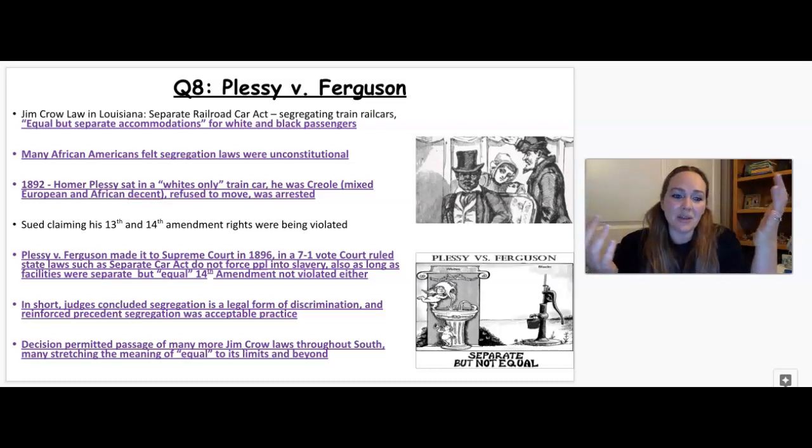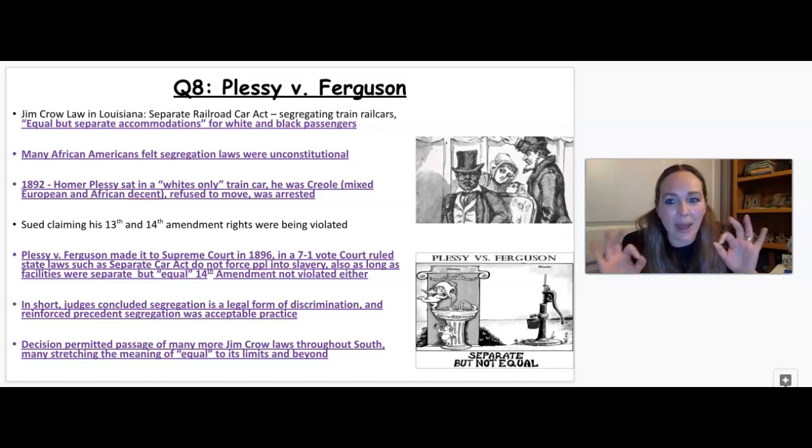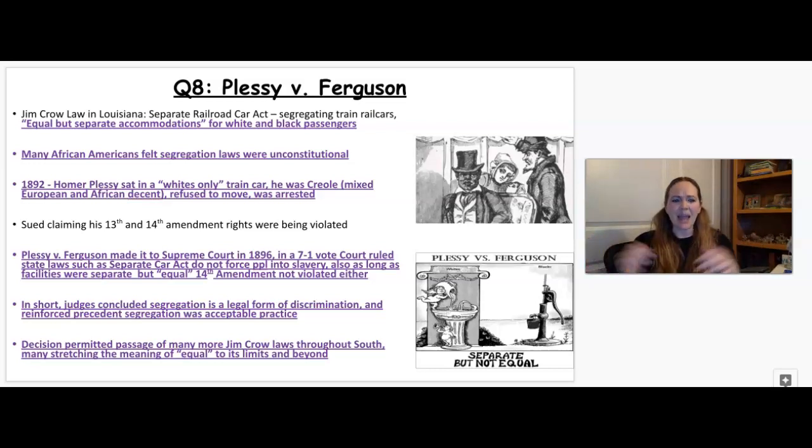Okay, so in short, what this does, you guys, is the judges conclude that segregation, separating out black and whites, is a legal form of discrimination. It is okay to discriminate against people as long as you hide behind Jim Crow, equal but separate. And it reinforces the precedent that segregation is acceptable, that Jim Crow laws are okay. So of course, once this happens, it doesn't take rocket science to figure out, Jim Crow laws explode throughout the South. There were already a lot anyway, and they just intensify exponentially in number with all of these separate but equal laws, like the Separate Railroad Car Act, for example, okay? A lot more like that end up getting passed.